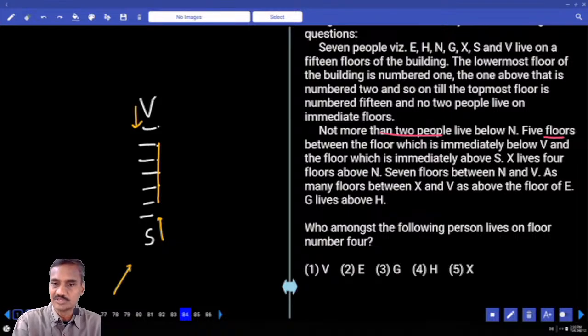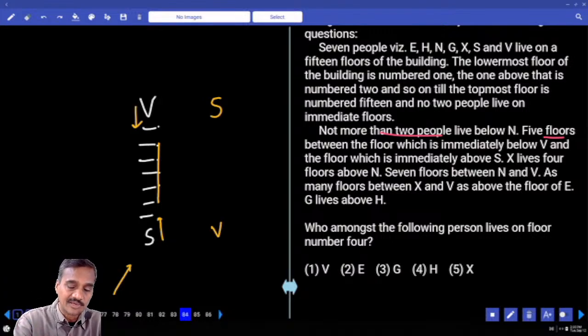In this case, any possibilities? How many floors in between V and S? 7. Is it one possibility or more than one possibility? One possibility. And what is the other possibility then? Then if you take S at this place, then V will be here. Maybe V is above this one.